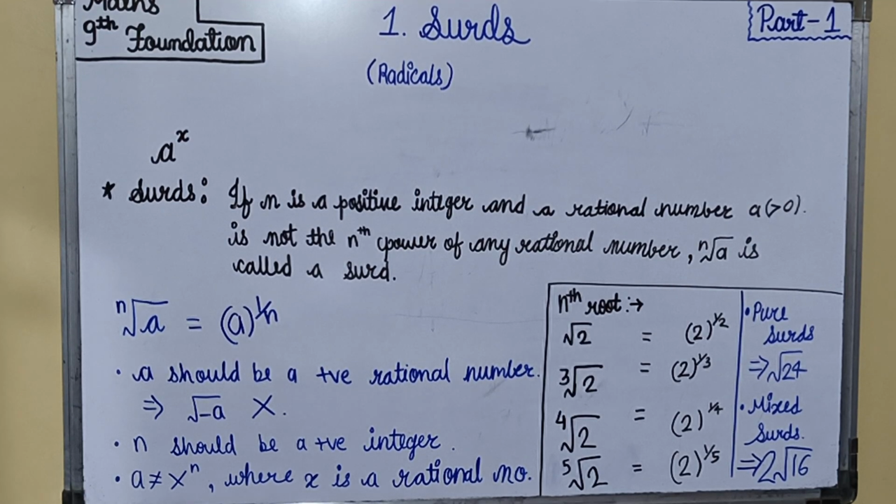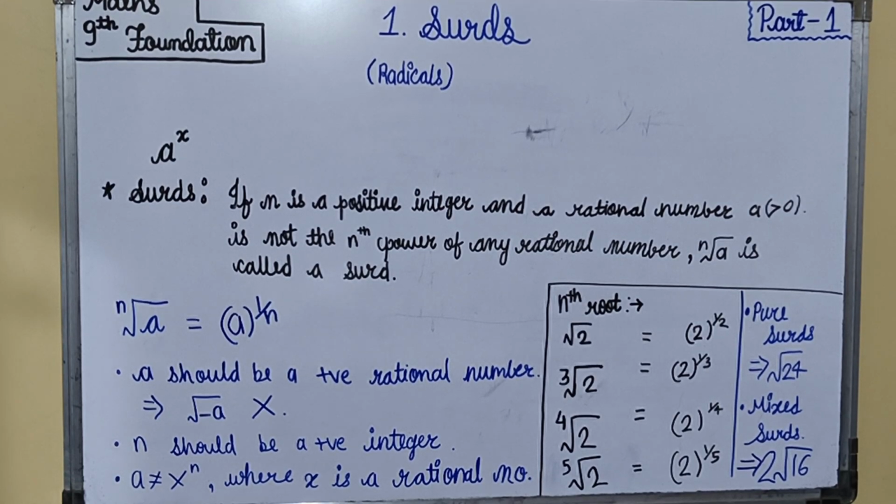Second one is, if nth root of a and nth root of b are two radicals of the same order, then nth root of a into nth root of b will be equal to nth root of ab. Third one is, if nth root of a and nth root of b are two radicals of the same order, nth root of a divided by nth root of b will be equal to nth root of a upon b.